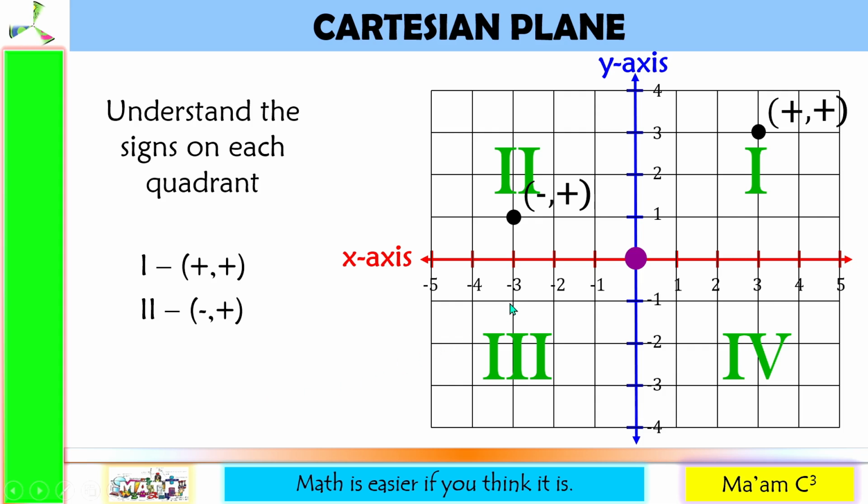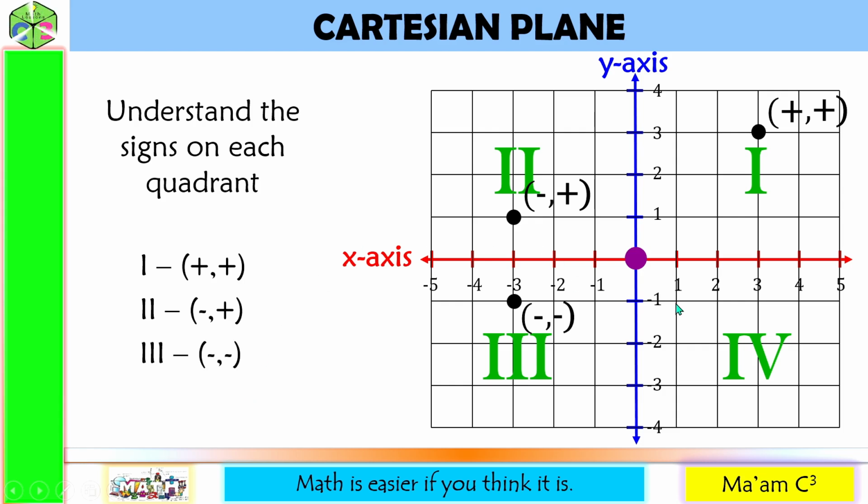Let's take, for instance, this point. From the origin, you have to go to the left first. So it means x is negative. And then from here, you will be going down. So it means y is also negative. So on the third quadrant, the signs are negative, negative.